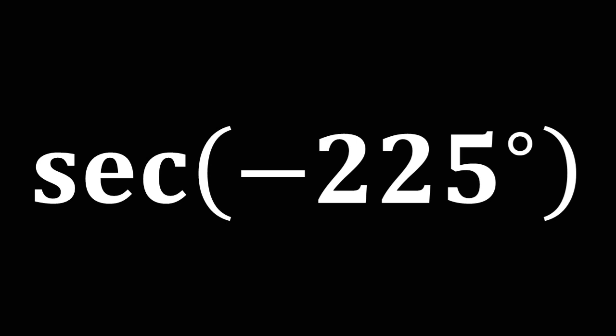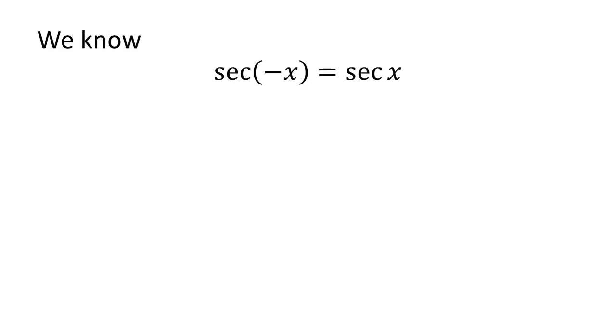In this video, we will learn to find the value of secant of minus 225 degree. As we know, the trigonometry identity secant of minus x is equal to secant of x. The video explaining how to derive this identity is appearing in the upper right corner. Also, the URL address of the video has been mentioned in the description section.